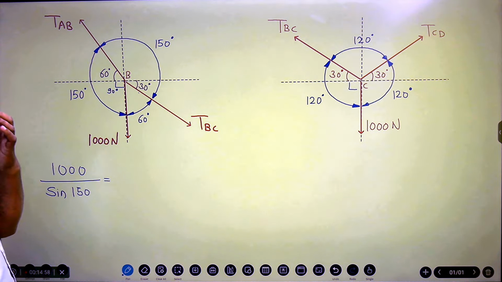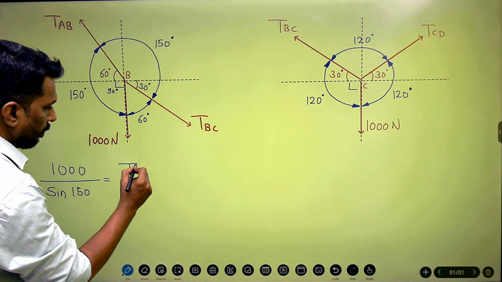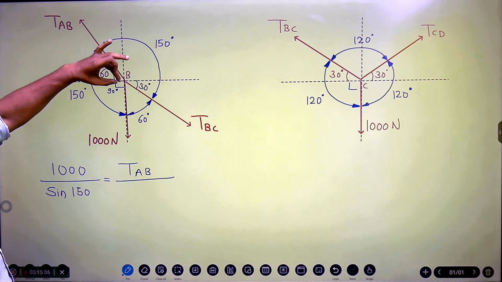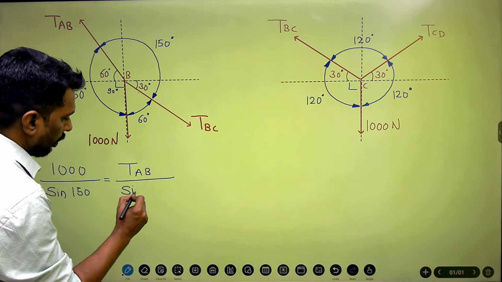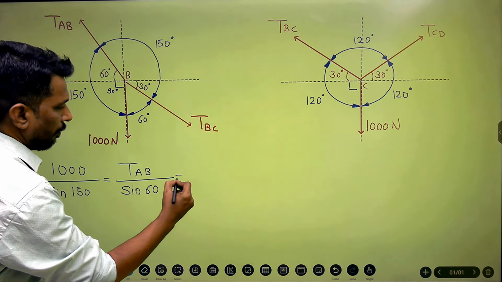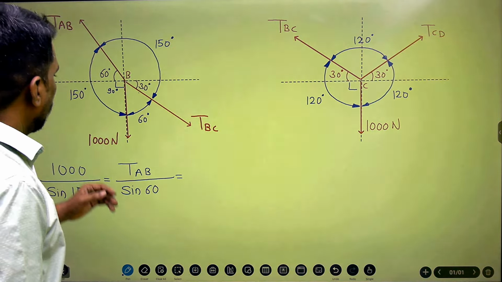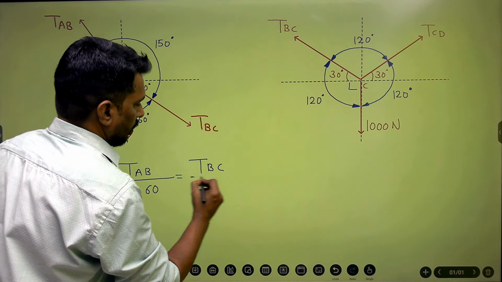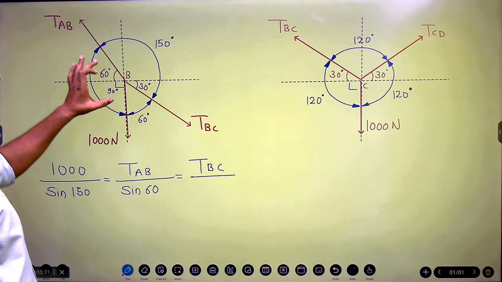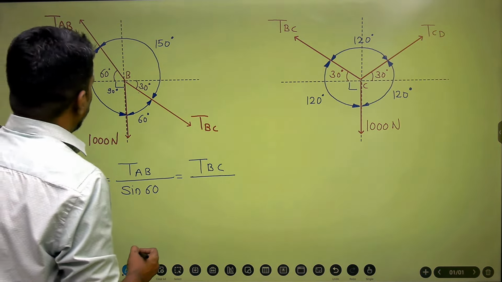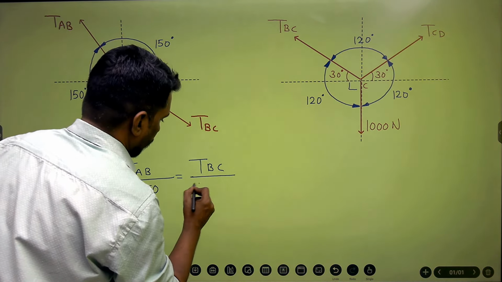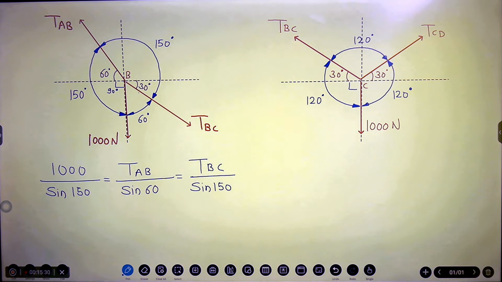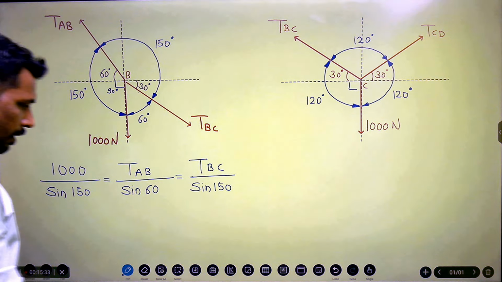Which is equal to, now I'll go with TAB. So TAB upon the angle between the other two forces, that is 60, so sine of 60, which is equal to TBC divided by the sine of the angle between the other two forces, that is sine 150. Okay, so this is the equation considering point B.